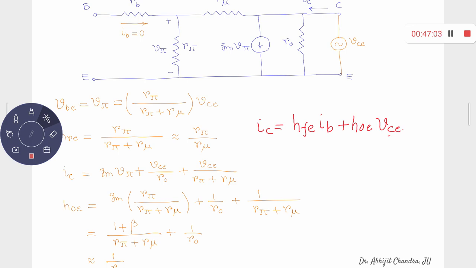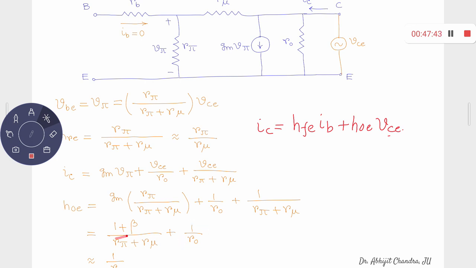And then you can represent V pi in terms of VC. Already we have made this calculation. So V pi is R pi by R pi plus R mu times VC. Then if you take the ratio IC upon VC, it comes out to be gm R pi by R pi plus R mu, plus 1 by R naught, plus 1 by R pi plus R mu. And already you have identified that gm R pi is nothing but your beta. So you can combine them together: 1 plus beta upon R pi plus R mu, plus 1 upon R naught.